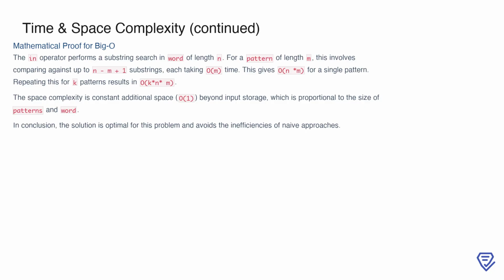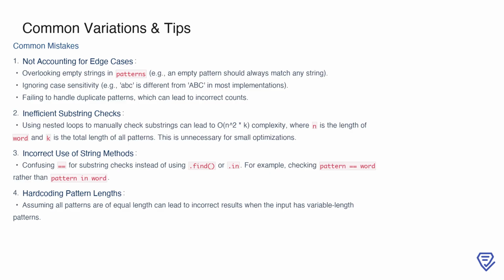In conclusion, the solution optimally balances time and space efficiency, avoiding the significant overhead of naive approaches and performing well even in worst-case scenarios. When solving this problem, there are several common mistakes to watch out for. One big issue is not accounting for edge cases. For example, if the patterns list contains an empty string, it should always match any part of the word, but this is often overlooked. Another common oversight is ignoring case sensitivity. Remember that ABC and abc are treated as different strings unless explicitly handled. Duplicate patterns can also cause problems, as they might lead to incorrect counts if not properly addressed.